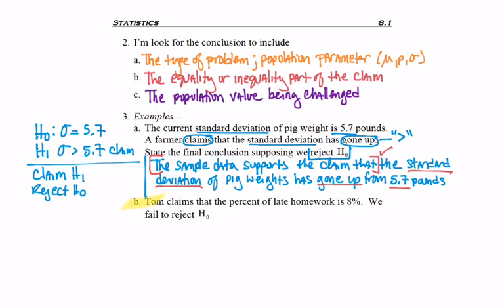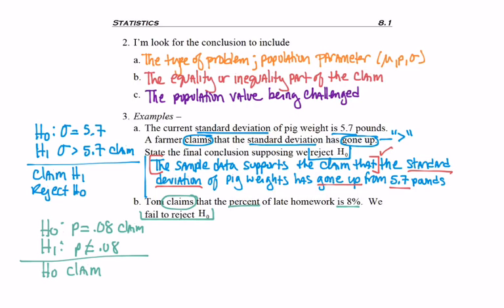Here's another example, 3b. Tom claims that the percent of late homework is 8%. We fail to reject H0. So first I need to know what my claim is. So we're talking about percent is 8%. So that means H0 and H1 would have p equals 0.08 and p something 0.08. I reread the question and it just says Tom claims that it's 8%. That means the equal to is the claim, and whenever equal to is the claim, then we always put not equal to in H1, and we're told that we fail to reject.